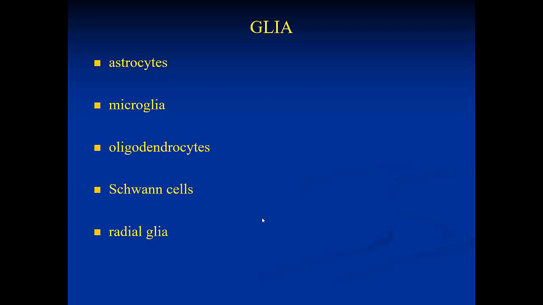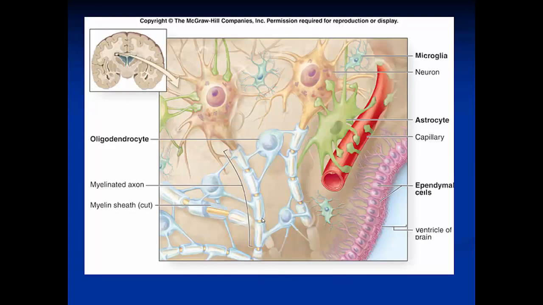Now, that's a brief introduction to neurons. We'll go into a lot more detail later. I'm going to spend some time quickly going through the glia. I want you to know astrocytes, the microglia, oligodendrocytes, Schwann cells, and radial glia.